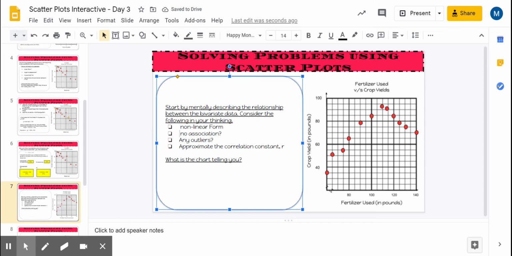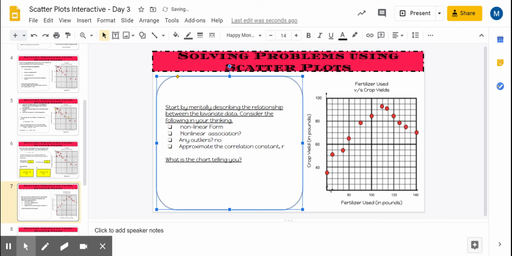I think it does have an association. Okay, just wanted to verify. This has a non-linear, we'll call it a non-linear association. It does have a clear relationship. It just isn't linear. Are there any outliers?